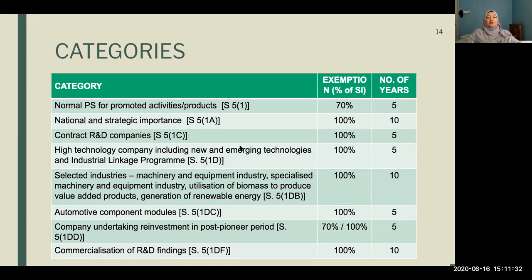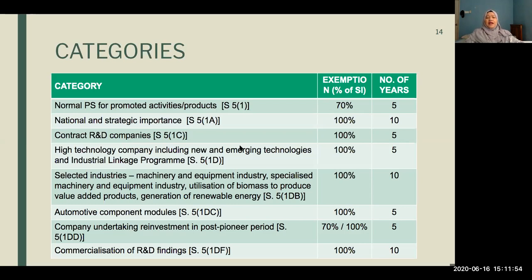But you must make sure that the activity or the product that you have has the national and strategic importance. I'm not sure, but I think the MRT project falls into this category. Yes, any MRT project, any big project by the government would fall under this category.